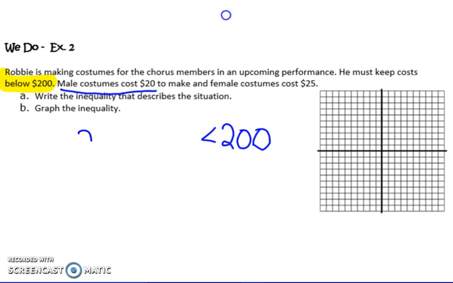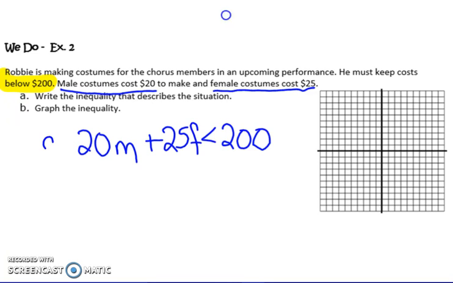Male costumes are $20, so I'm going to put 20M plus my female costumes are $25. That is our answer to letter A. That's our standard form. We have $20 for males plus $25 for females, which has to be less than 200 because we want it below 200.